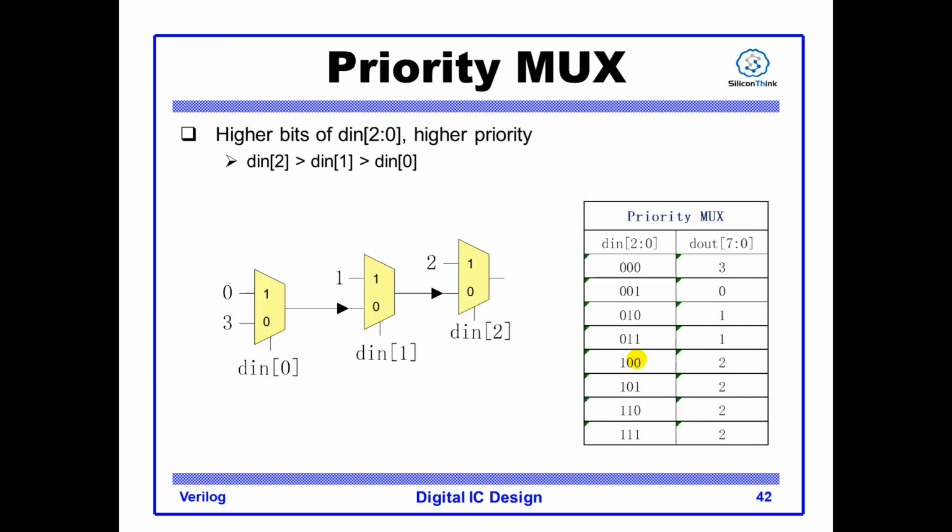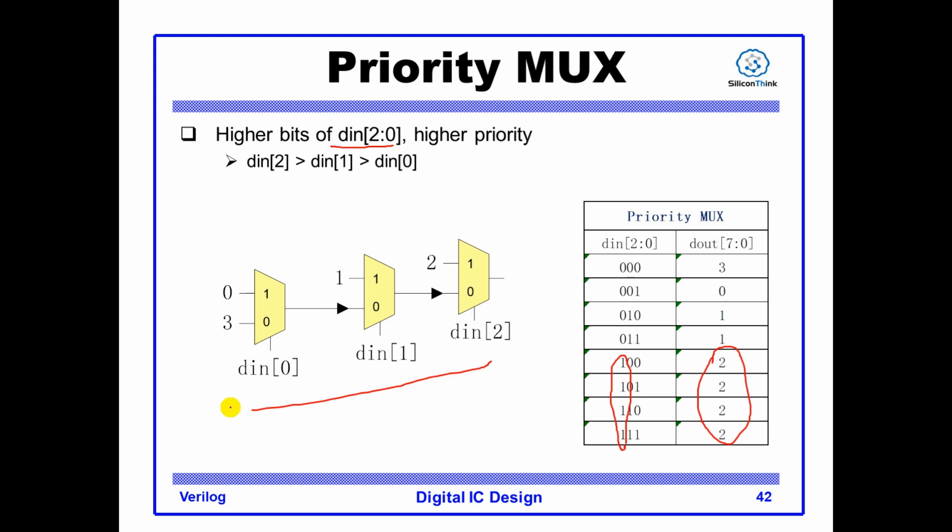Next, priority mux. Okay, the spec is that the higher bits of D have higher priority. That is something like that. The block diagram and the truth table, you can say, if bit 2 is 1, the output is always 2. Yes, it has higher priority. Then bit 1 has the next priority. The lowest priority is bit 0. So this is the truth table and this is the block diagram.